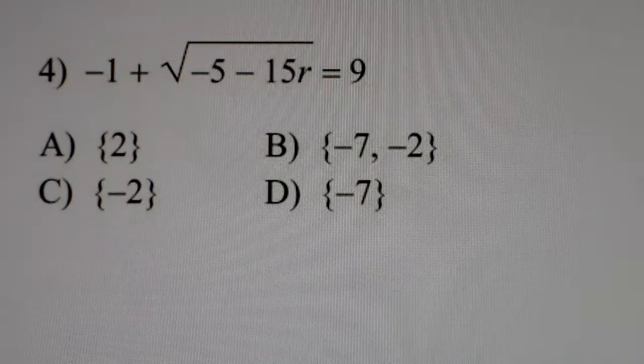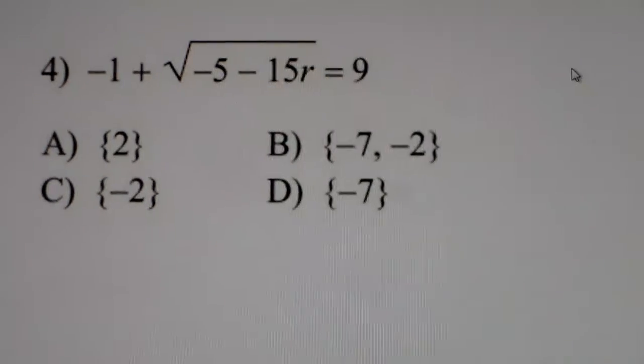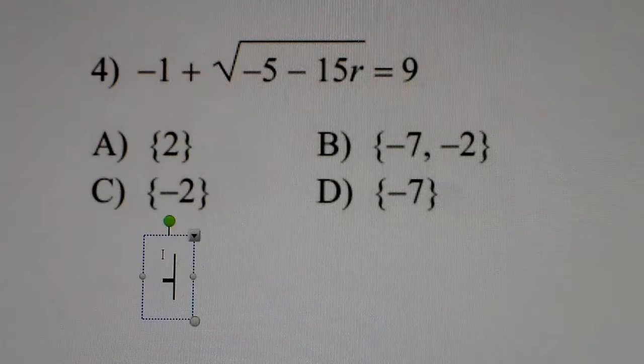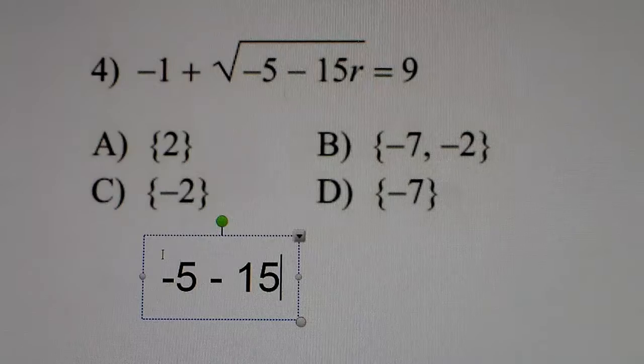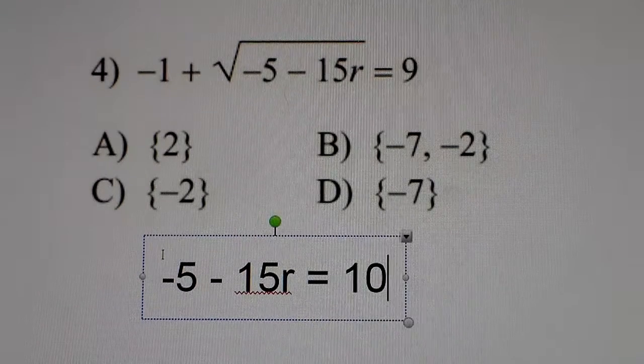Cool. Let's do number 4. It's a little bit more complex, but I think you guys can still handle it. We have to first take care of what's on the outside. This is a minus 1, so we have to add 1 to both sides. So we're going to have the square root of negative 5 minus 15r is equal to 9 plus 1, which gets you a 10.